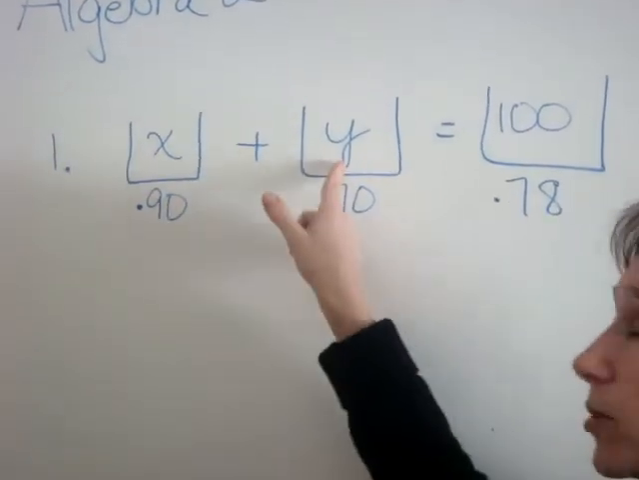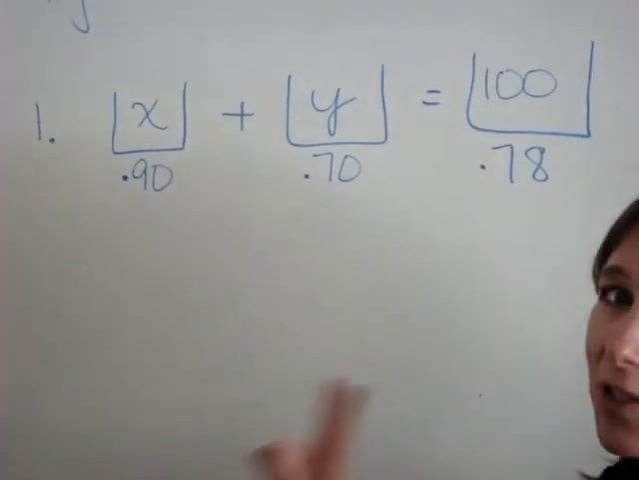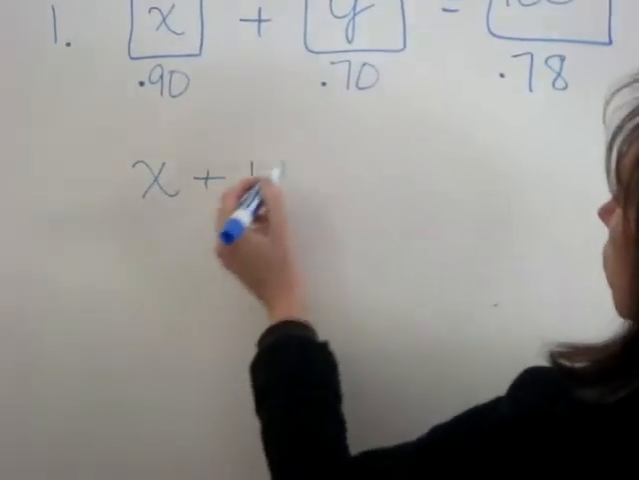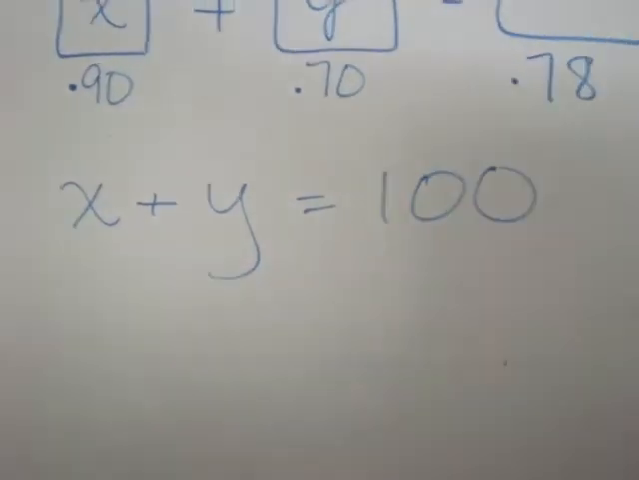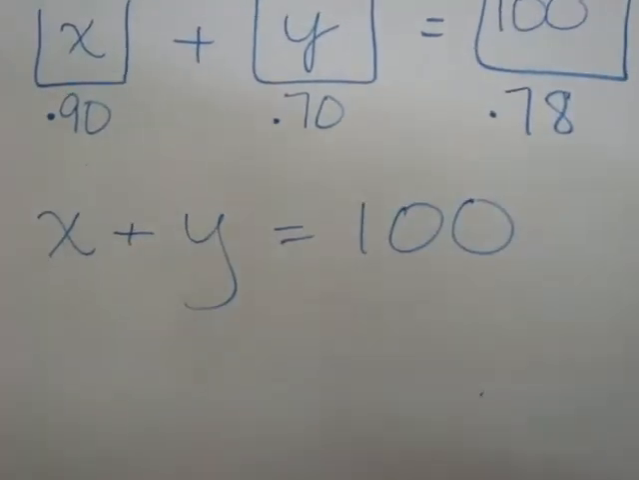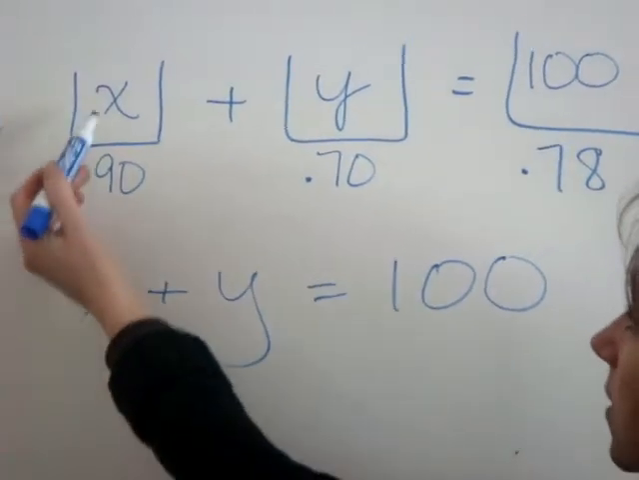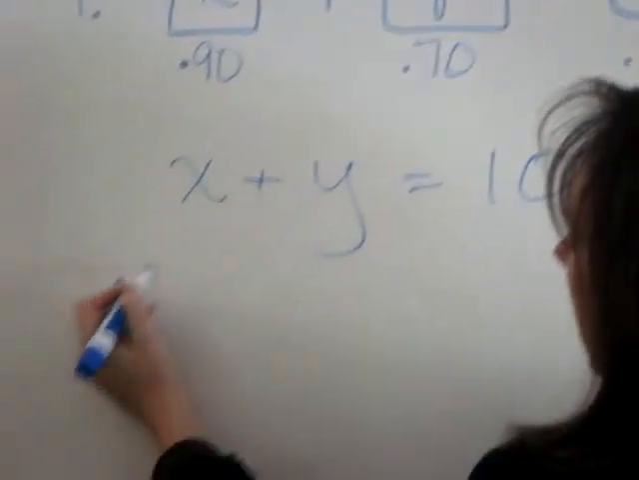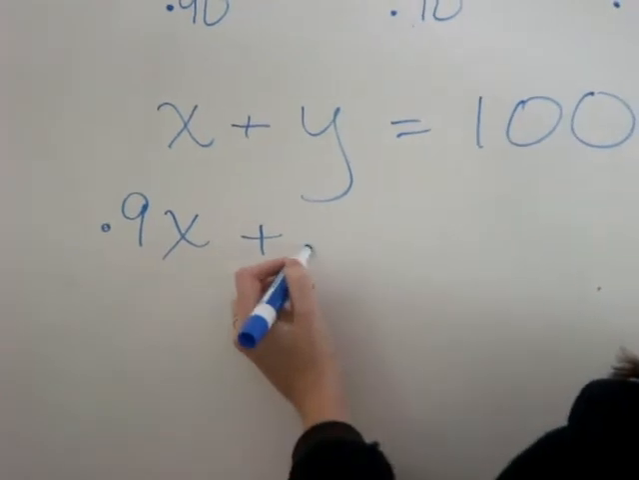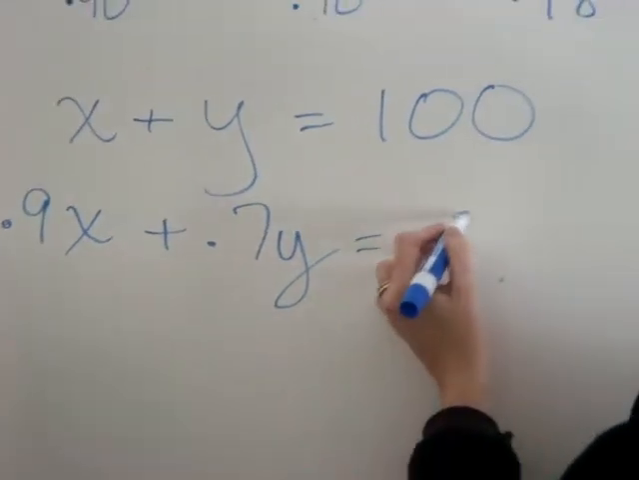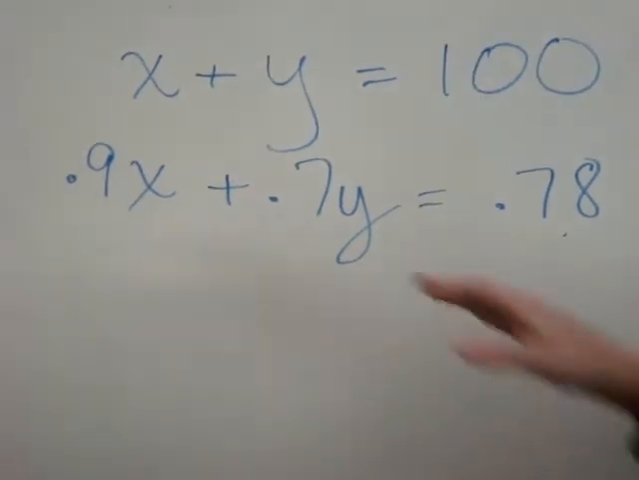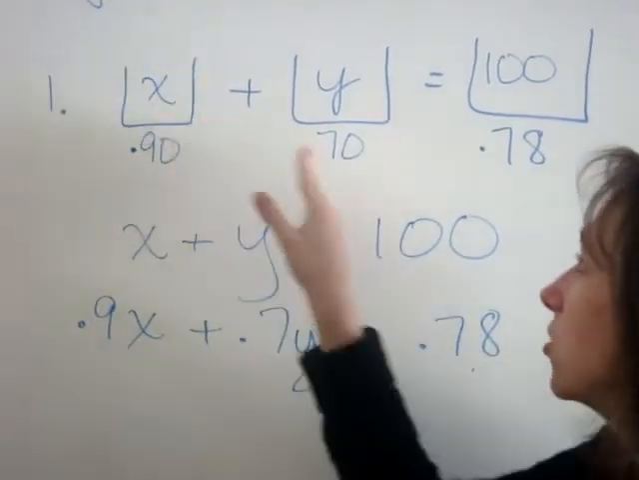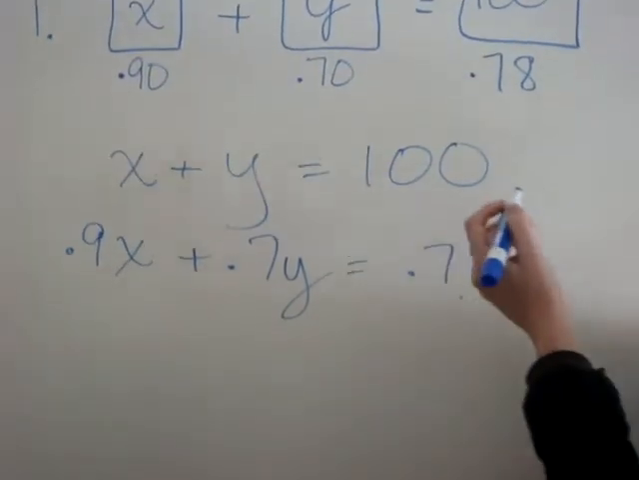Now you'll notice we have two variables, so how many equations do we need? We need two. The first equation is just this top line, x plus y equals 100. The second equation is the value of what's in it. So it's going to be this times this plus this times this equals this times this. So it's going to be 0.9 times x plus 0.7 times y equals 0.78. So now we have our two equations. One's just simply the top line. The other one is these two multiplied together. Now we can solve for one of them.